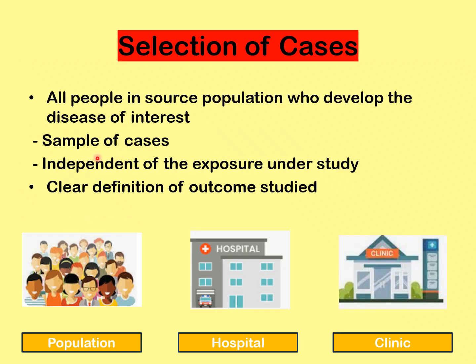So starting with the selection of cases, cases should include all the people from the population who have the disease of interest. Selection should be independent of the exposure, which means we don't choose people based on whether they are exposed or not. There must be a clear definition of the outcome of the disease being studied so that only true cases are included. Cases can be selected from a population, hospital or a clinic setup.